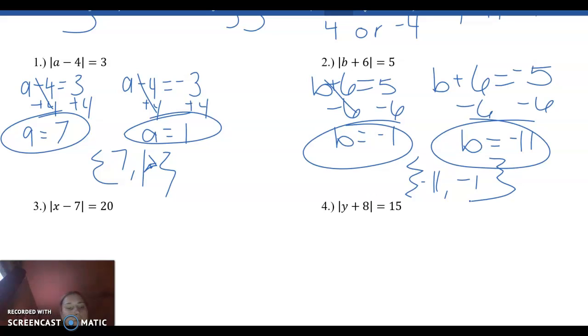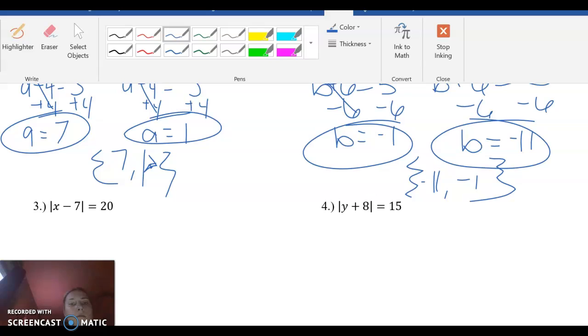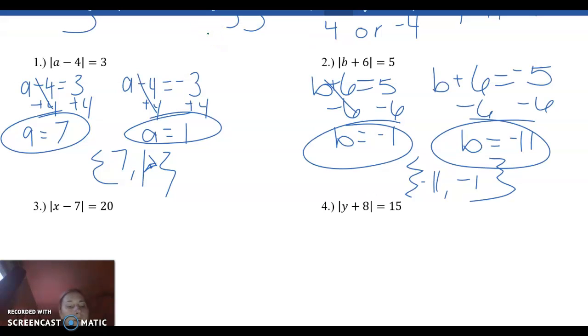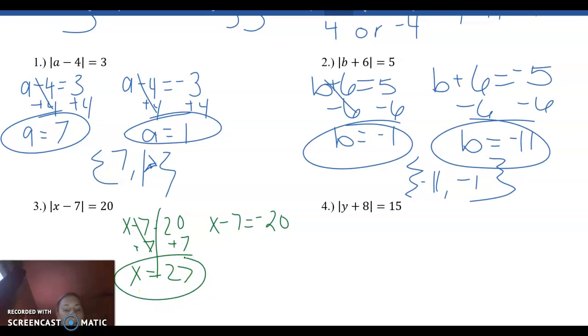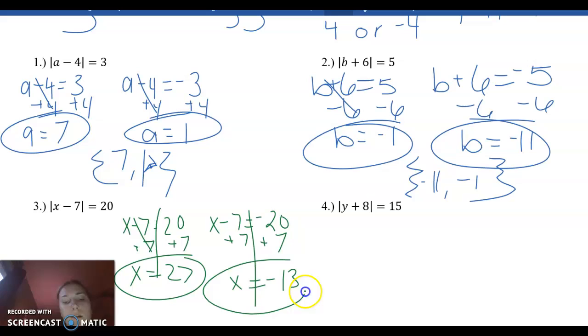Okay, if you guys are back now, you should have solved number 3. We have nothing attached to that absolute value, so we can go ahead and set up our 2 cases. Negative 20. You want to add 7 to both sides. X is equal to 27. It's our one possible solution. Plus 7, plus 7. X is equal to negative 13. That is our second possible solution. So you need both of those to have your answer correct, okay?